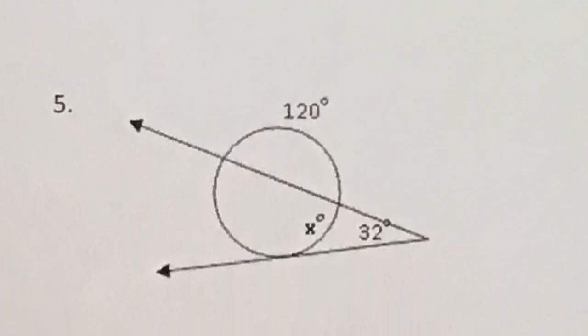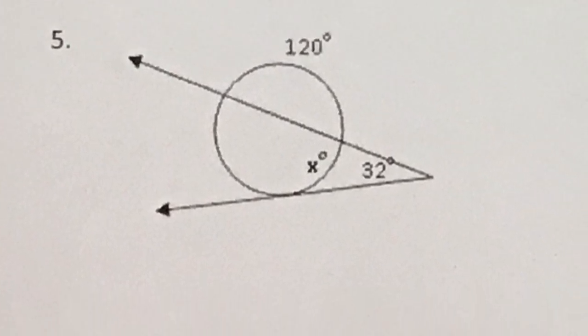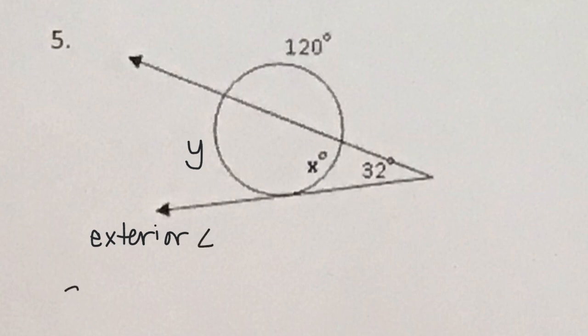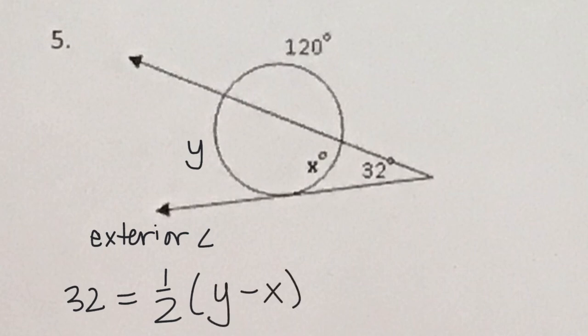Okay, number 5. Here is one of the harder problems on this because it requires you to do a lot of thinking, which you don't like to do. Okay, so we have to call this y because we have two different types of problems. First, we have an exterior angle problem. That says 32 degrees equals half of the large arc, which I've named y, minus the small arc, which I've named x. Well, I guess the problem named it x. But in any case, whenever we're doing an exterior angle, it is the larger arc minus the little arc.